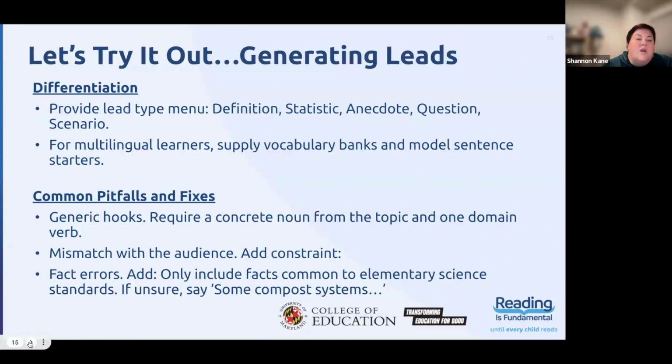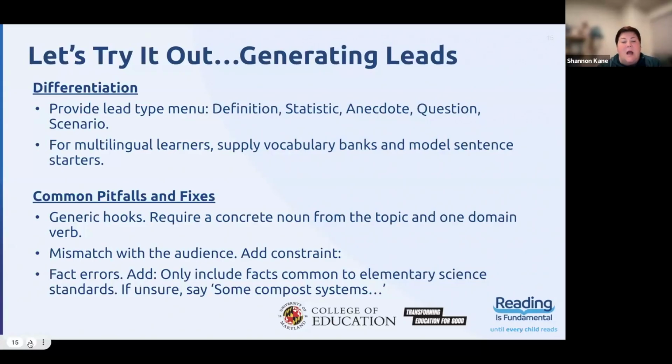Here we can differentiate, right? We can provide definitions, statistics, anecdote questions. Like all of those are sort of a lead menu, right? For our multilingual learners, vocabulary banks, model sentence starters. Honestly, vocabulary banks and model sentence starters are great for all students, but really helpful for our multilingual learners.